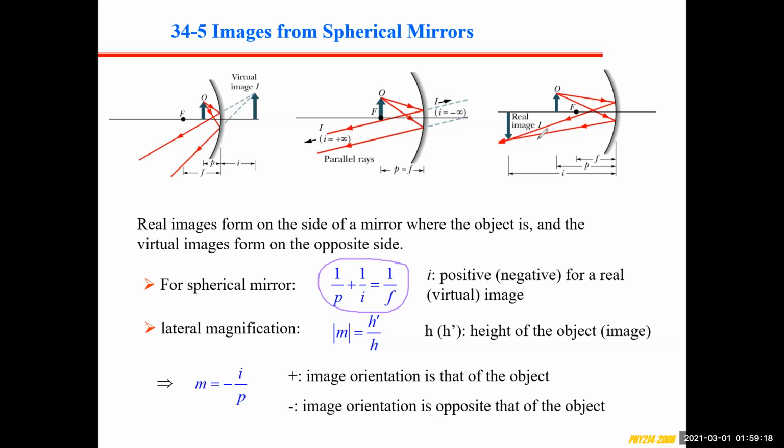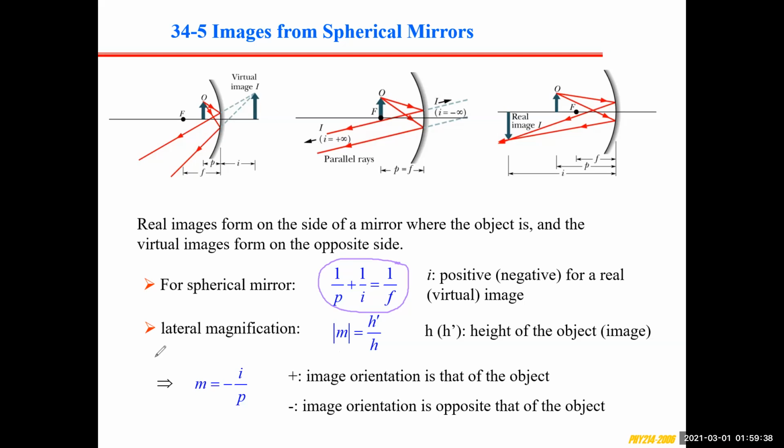Okay, and so these are the things to describe the image: whether it's real or virtual, whether it's enlarged or shrunk, whether it is on the same side as the object or not, and whether it's upright, the same orientation, or flipped, with respect to the original object.